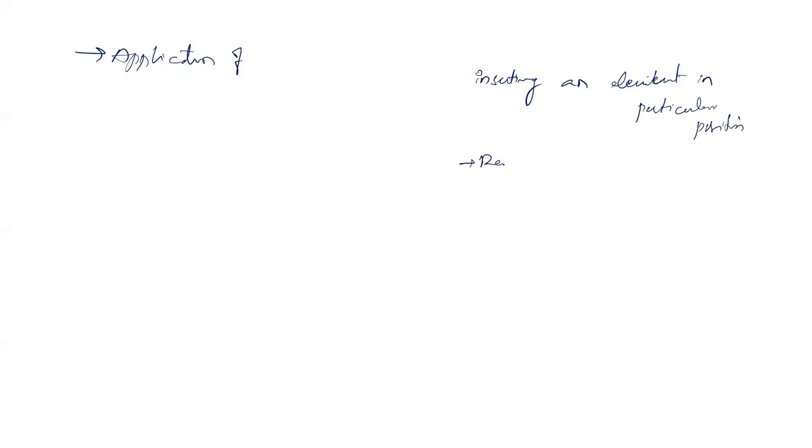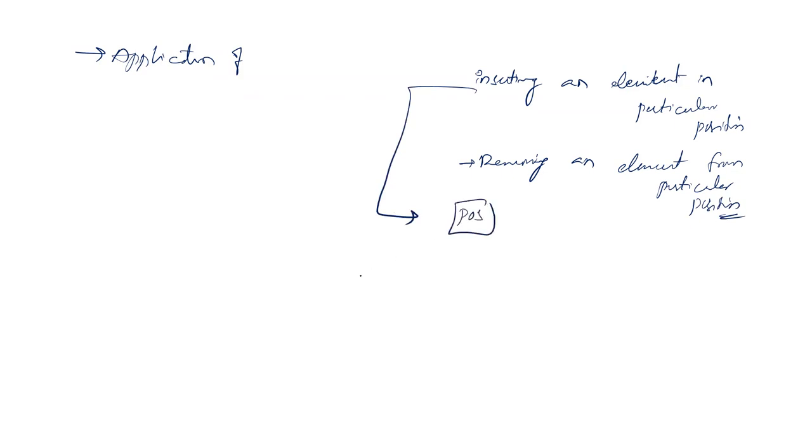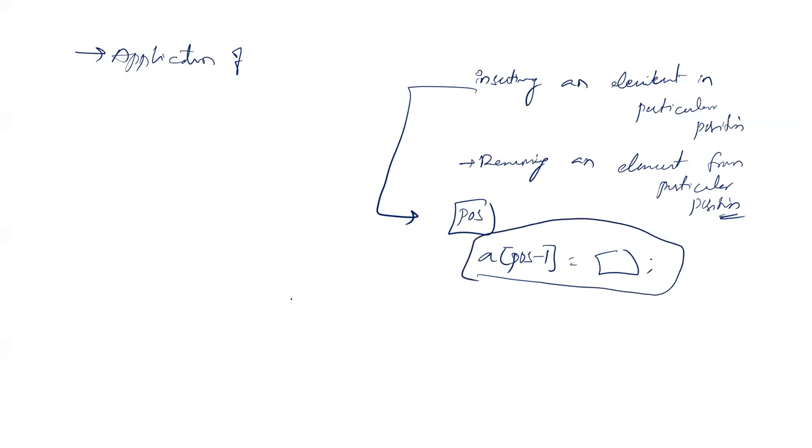And removing an element from a particular position. So inserting directly, we can insert using the direct value. That is, if I'm giving a position, what is the position you want to insert? So directly write A of POS minus 1 is equal to the value you want to represent. That is the value directly inserted by the program logic.